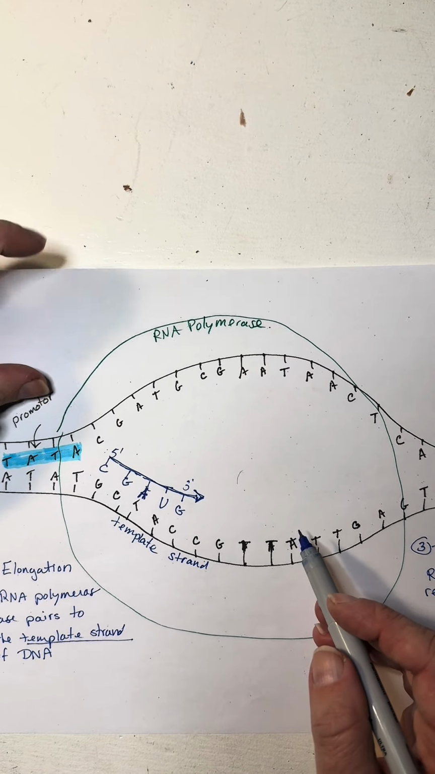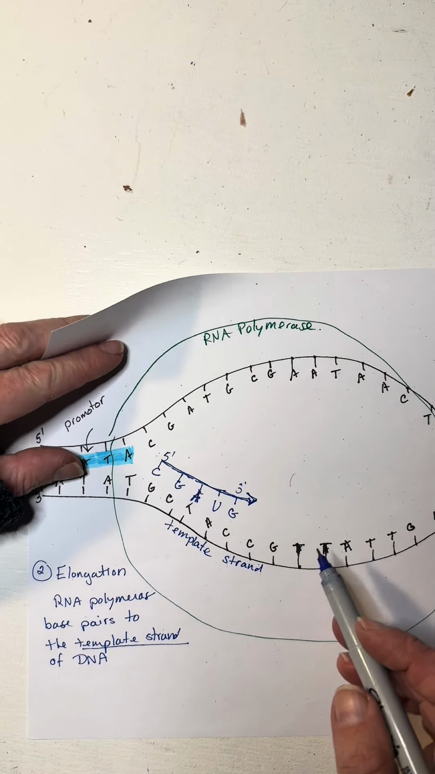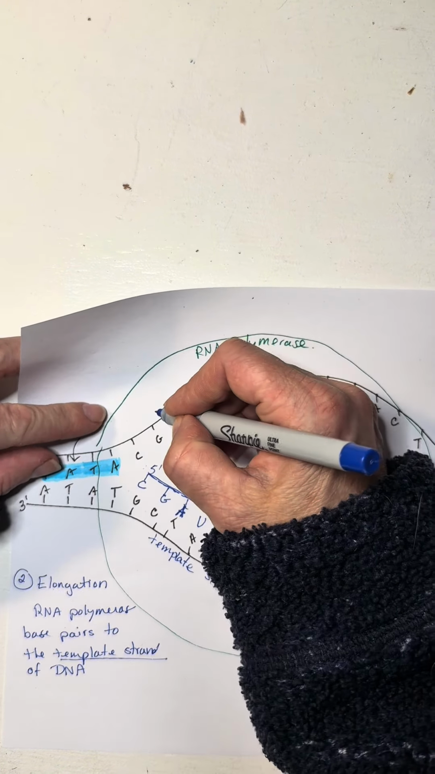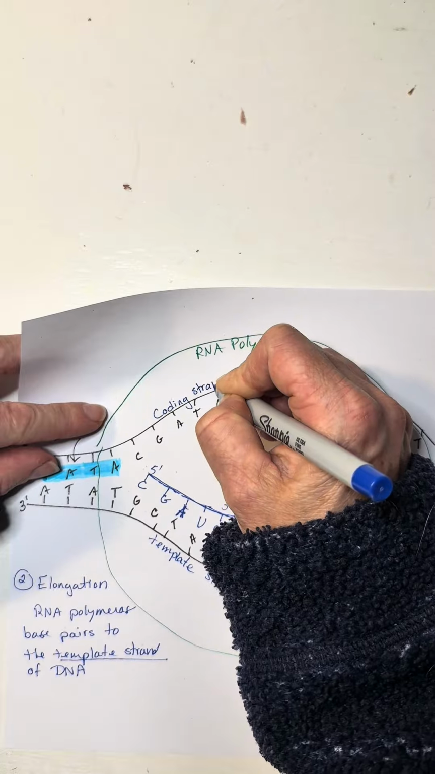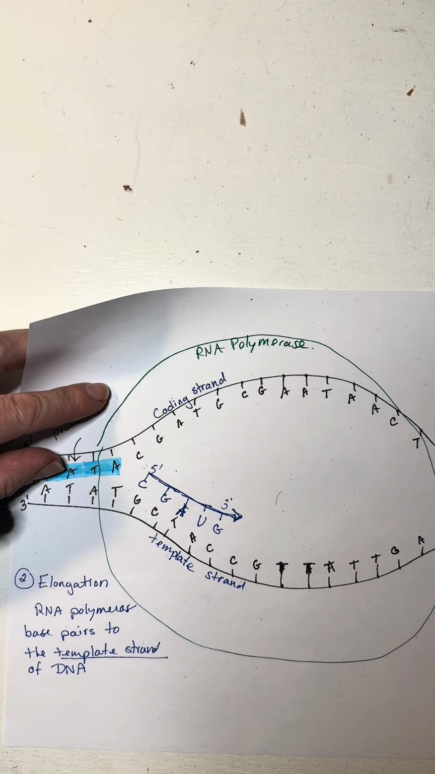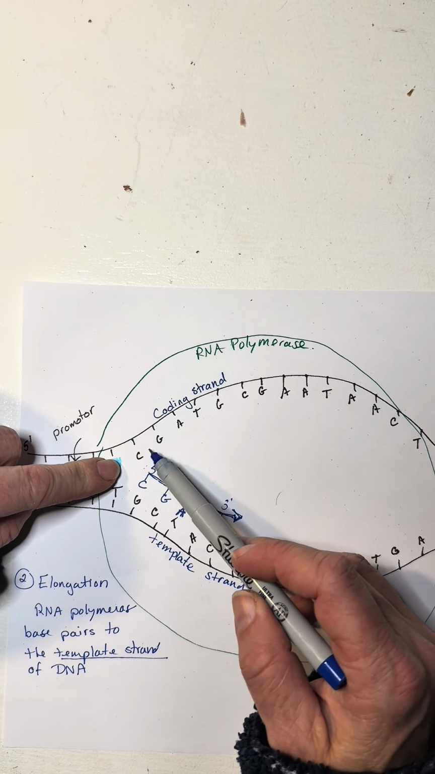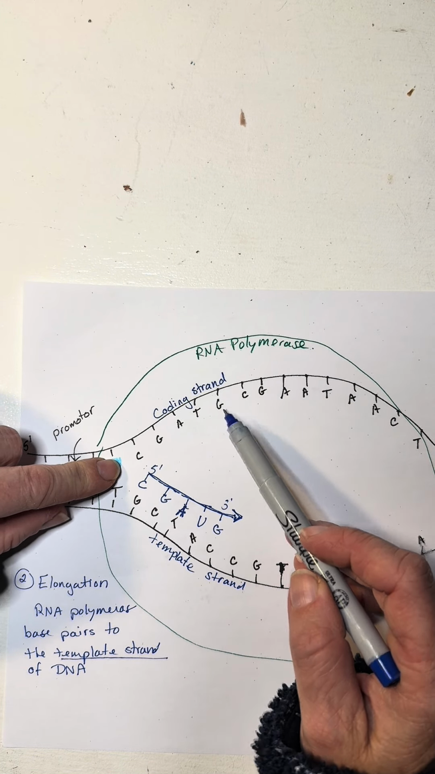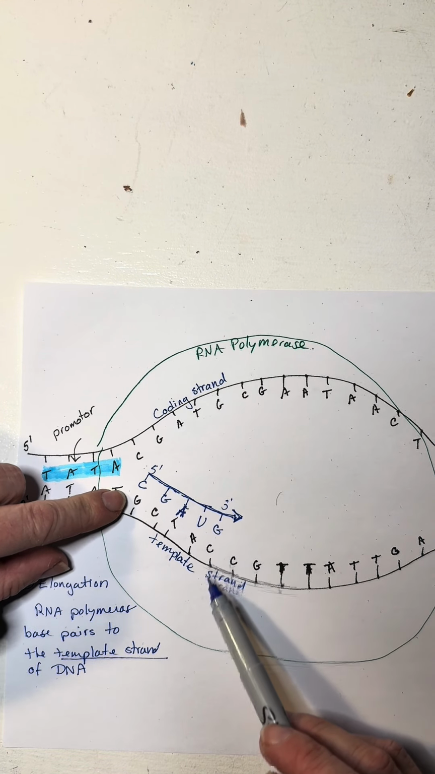But for now, we need to recognize that we're going to base pair to the template strand because it's going to give us RNA that is most similar to our coding strand. And the coding strand is what contains the information we need for our RNA. So our coding strand here contains our needed information. But in order to get the coding strand, we will have to base pair to the template strand, right?